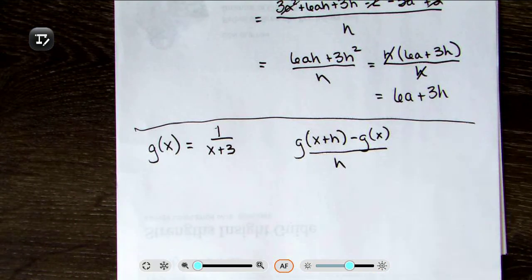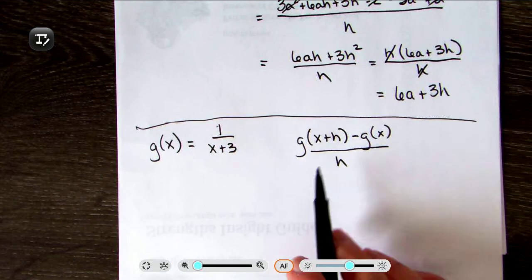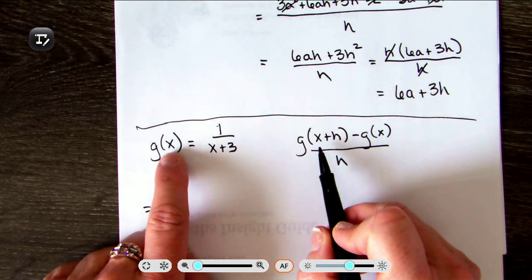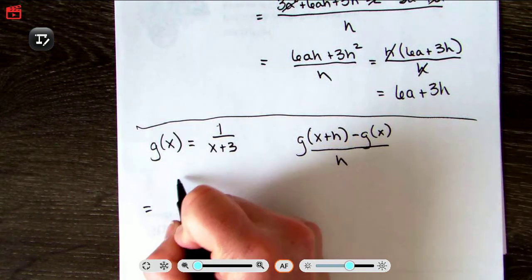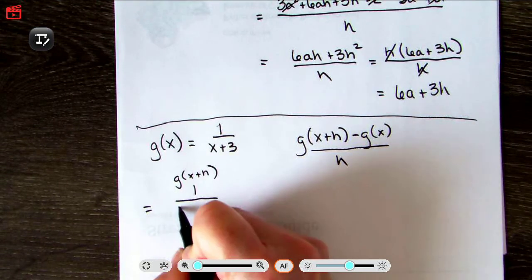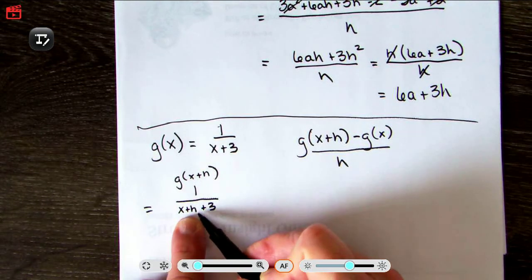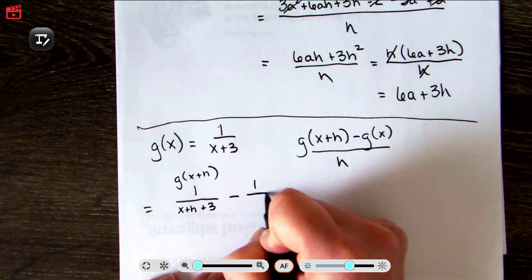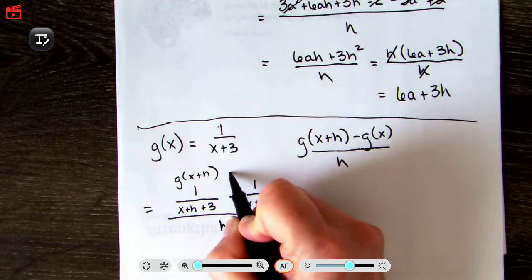Now there's no reason why I had to have an a instead of an x, but again the same properties fall through. So we're going to look at our function, but wherever I see an x, we want to replace that with the x plus h. So we're going to look at that g of x plus h. That will look like 1 over x plus h plus my 3. So instead of my x, we have that x plus h. Then we're going to subtract g of x, which is 1 over x plus 3. All of that divided by h.